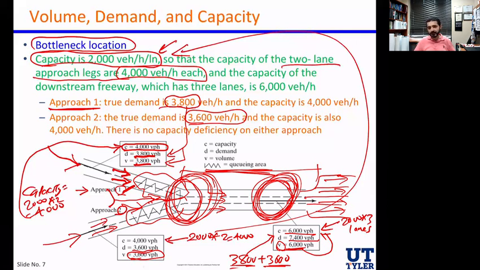So I hope now you can understand the differences between the volume versus the demand versus the capacity. If the demand is lower than the capacity, then the demand is equal to the volume. But once we reach the bottleneck, the demand can exceed the volume and therefore exceed the capacity for a certain amount of time, especially during peak hours. All right.